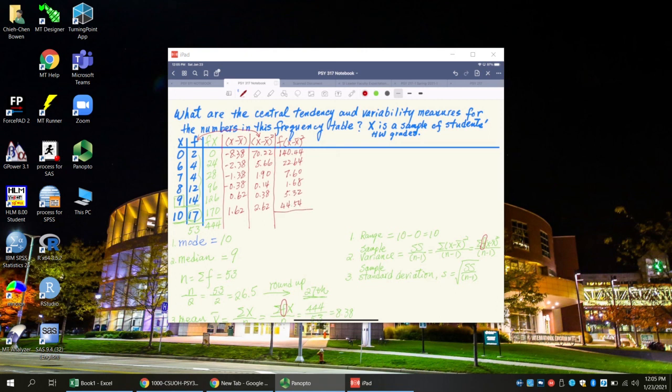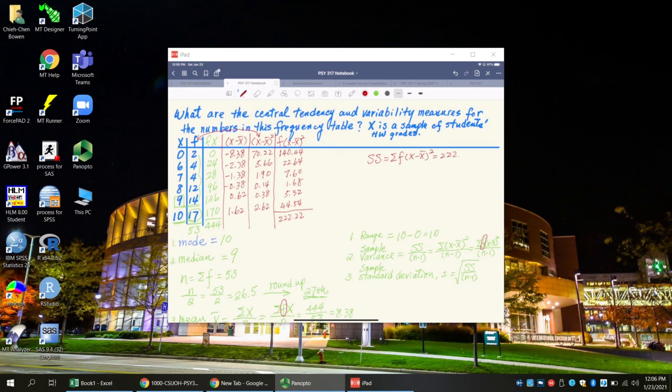Summation at the end, so sum all the numbers up to 222.22. Okay, so what's going on right here is sum of squares equals summation f times x minus x bar squared, equal to 222.22.